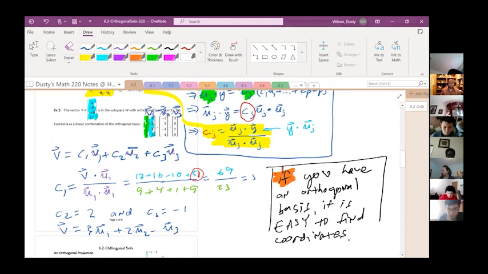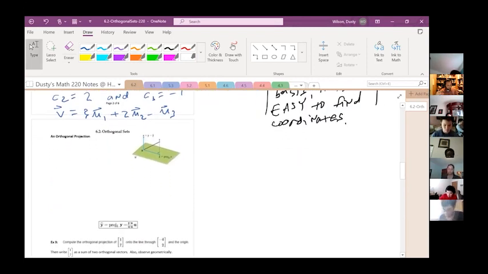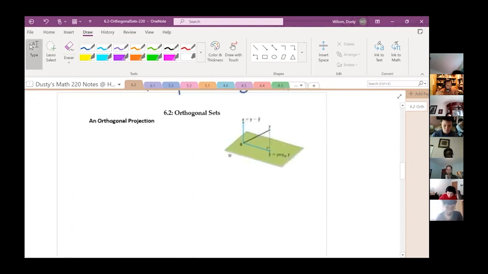We don't know how to find it yet. We also know how to verify that we've got one, but we don't know how to find it. And so we've got to start working our way toward how we would find an orthogonal basis. The next step in that process is understanding the idea of an orthogonal projection.